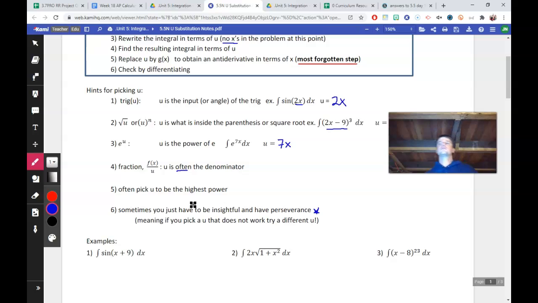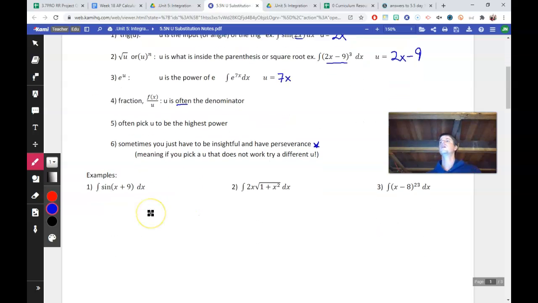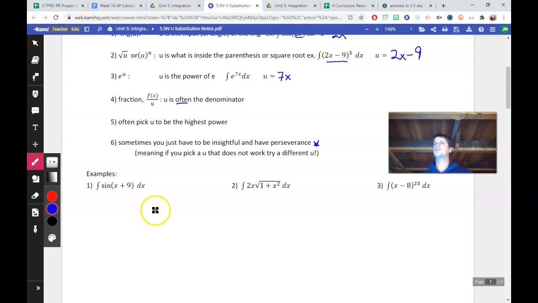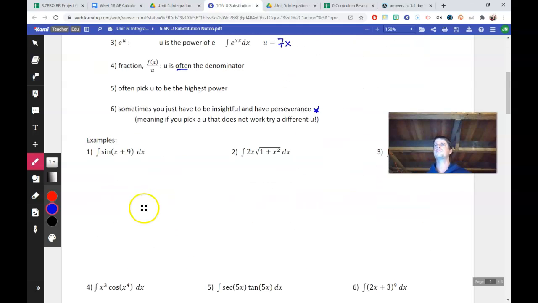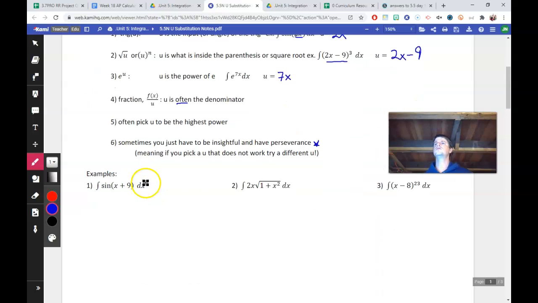But like I said before, sometimes you just have to be insightful and have perseverance, meaning you might just have to try multiple times, and that's what it's going to take on a lot of these, you guys. That's why we're getting started with this as soon as possible. So let's walk through this process, and I'll follow the steps 1 through 6 to show you what I'm doing in each step. So step 1 tells us to choose a u substitution.